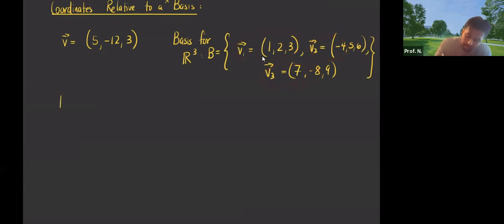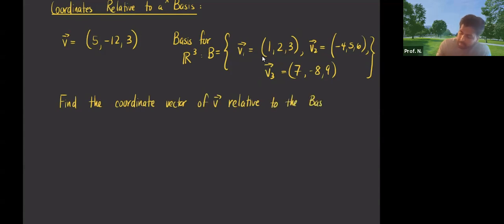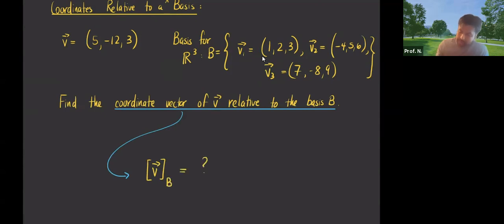And I want to find the coordinate vector of v relative to the basis B. So this whole phrase boils down to finding [v] with respect to B. This is my question. This is what we discussed last time.